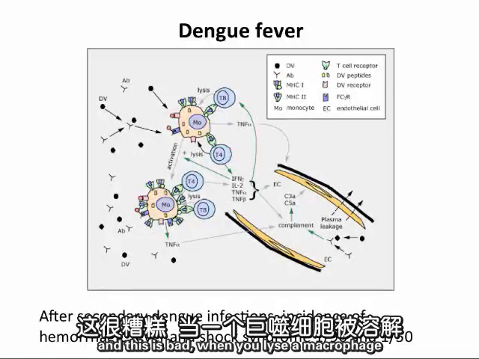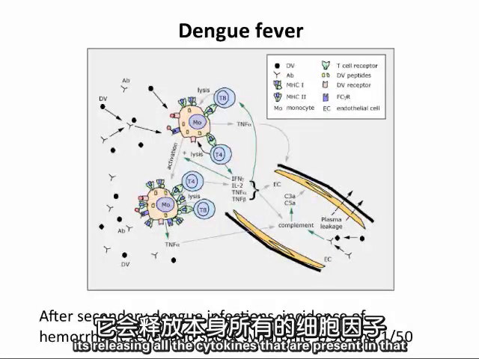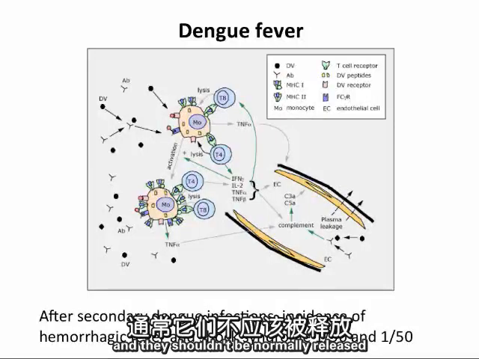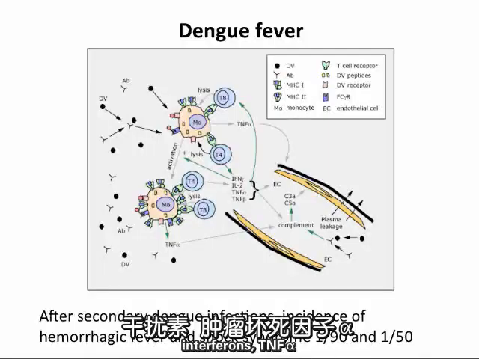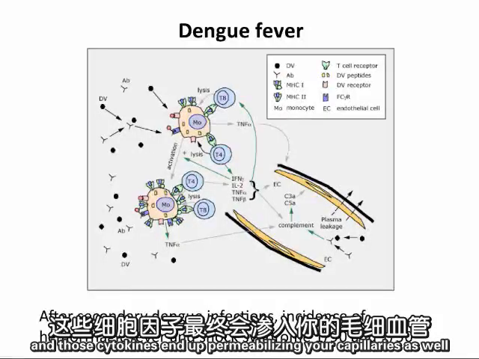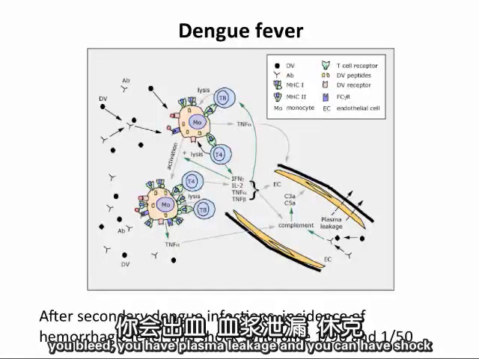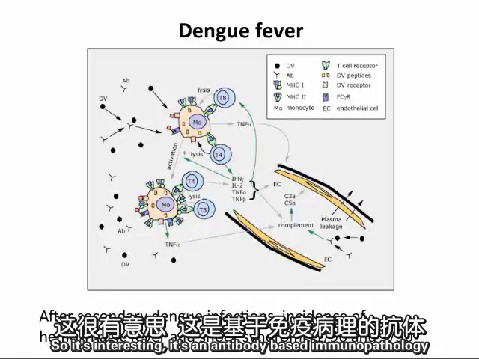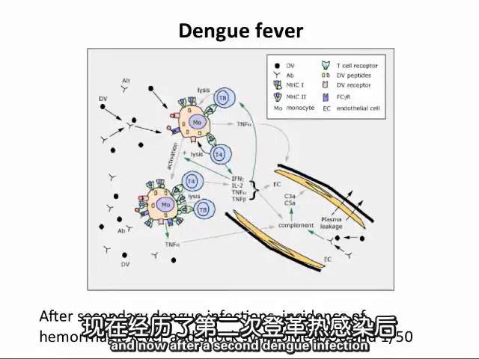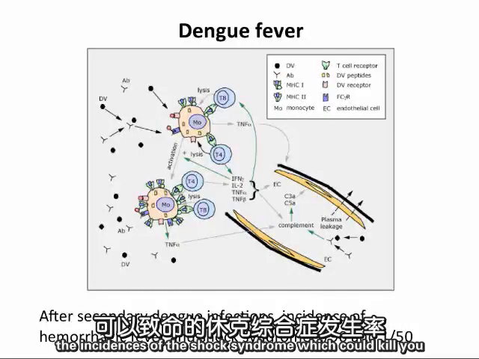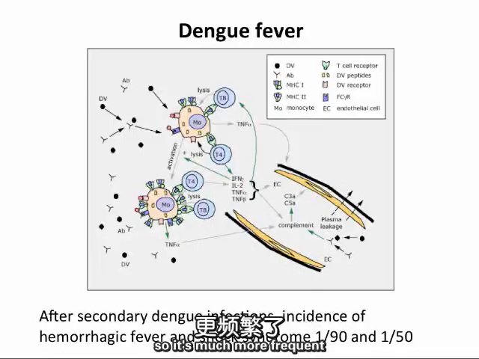When you lyse a macrophage, it's releasing all the cytokines that are present in it, and they shouldn't normally be released. These include interferons, TNF-alpha, and those cytokines end up permeabilizing your capillaries. That's why you bleed, you have plasma leakage, and you can have shock. So it's interesting. It's an antibody-based immunopathology, and after a second dengue infection, the incidence of this shock syndrome, which can kill you, goes up to 1 in 90. So it's much more frequent.